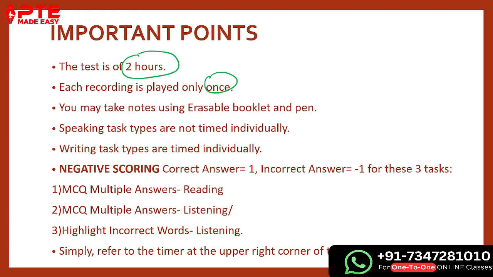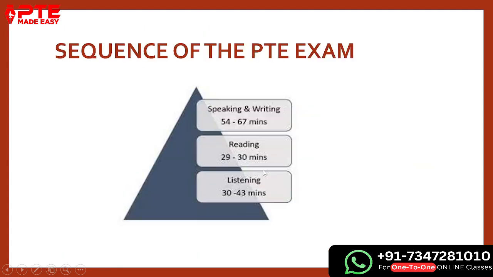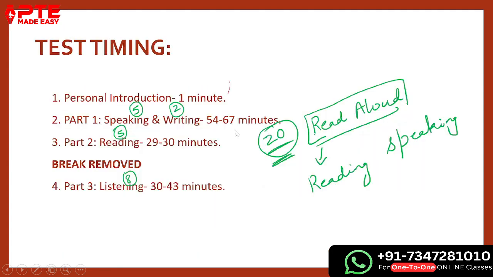Okay. Then writing task types are timed individually. We get 10 minutes for summarize written text and 20 minutes for writing an essay. So we get the time as per that. Now, speaking and writing together take somewhere between 54 and 67 minutes. You do not know exactly how much time the speaking module is going to take, but tentatively it takes around 20 minutes, and the remaining time is for the writing part. Usually the speaking part is over in between 15 and 20 minutes.